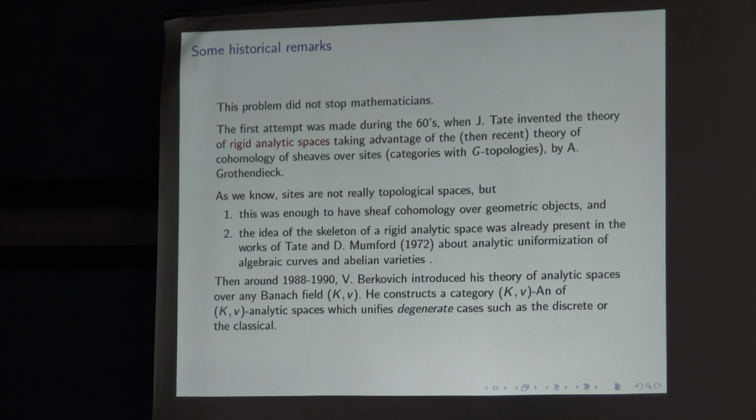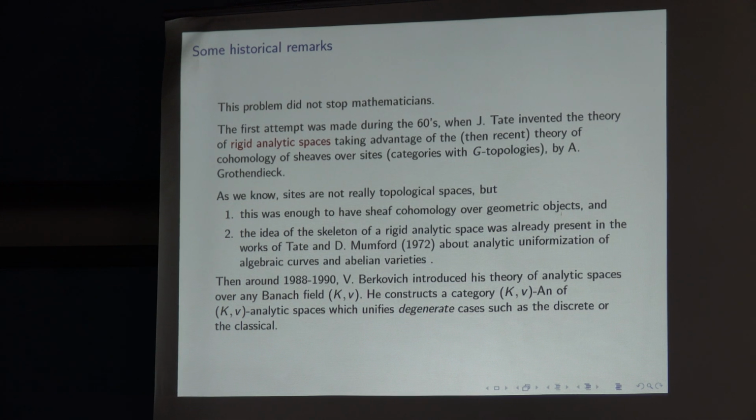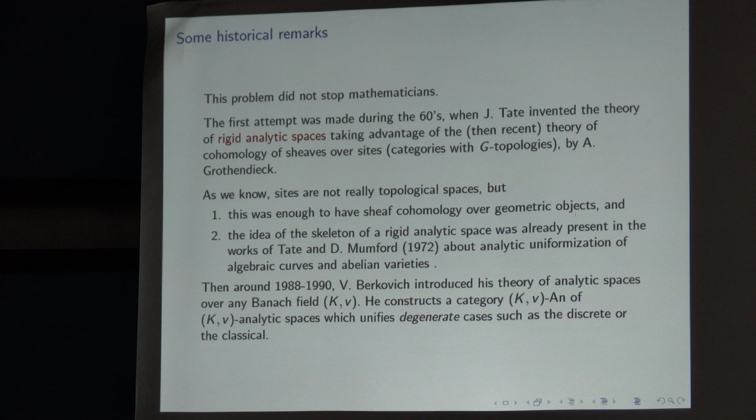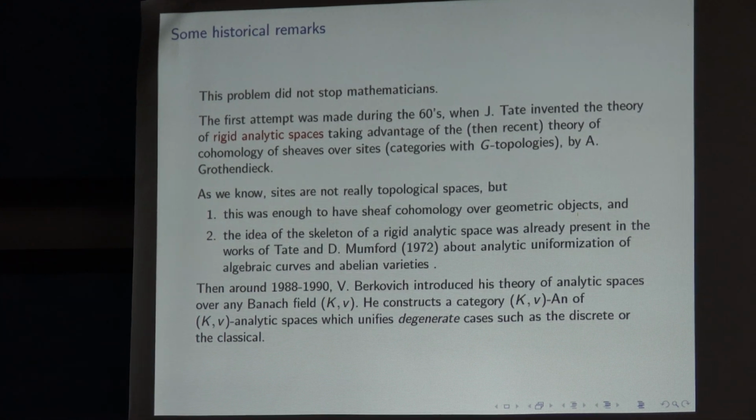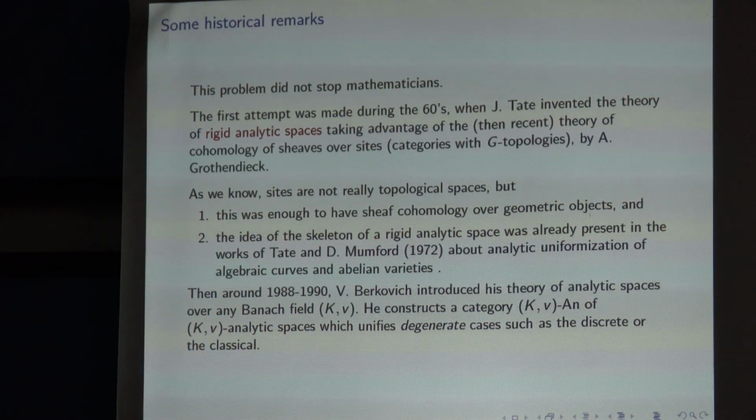However, this is not a big deal. Mathematicians do not stop at these kinds of problems. The first attempt to continue doing analytic geometry over these not-so-good topological spaces was made by John Tate around the 60s. He invented a gadget called the rigid analytic space, because at that time Grothendieck was working with toposes and Grothendieck topologies to be able to do cohomological theory over more general settings, not necessarily over topological spaces.